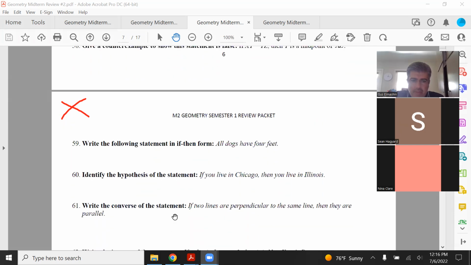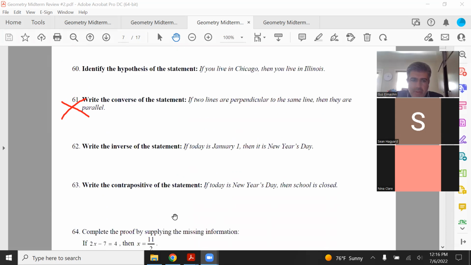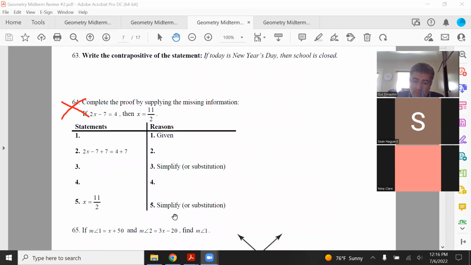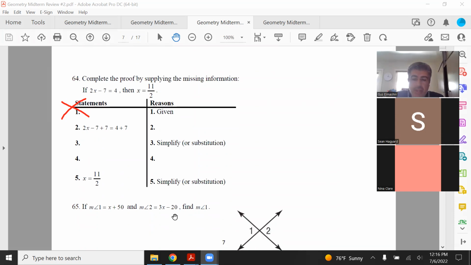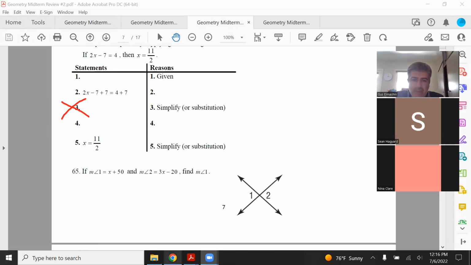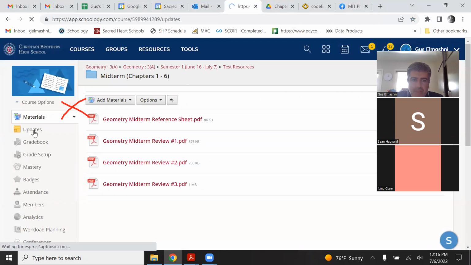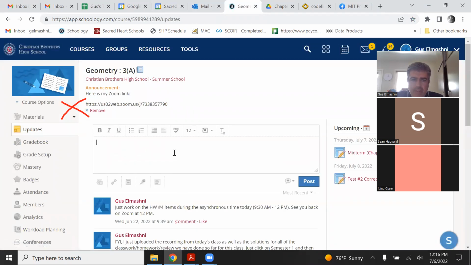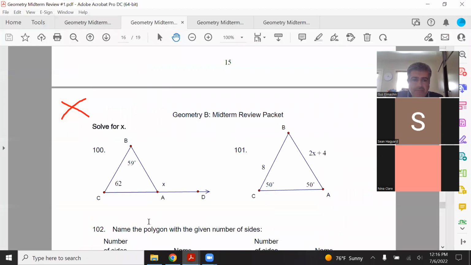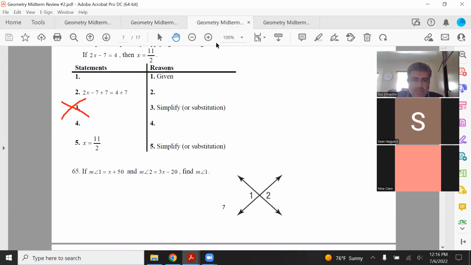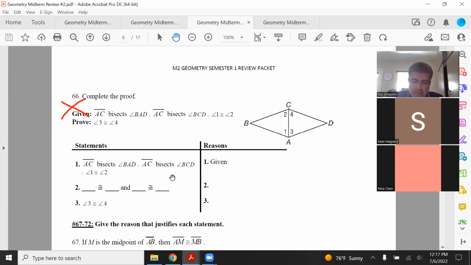We haven't done the if-then statements, so maybe we could talk about that a little bit, but I think those are all good stuff. Don't worry about 64. So I'm going to put it as an update in Schoology. And the updates are right here. I haven't really used that. I should use them more often. But I'll put it as an update. It's the ones you can ignore. Yeah, 65 is fine.